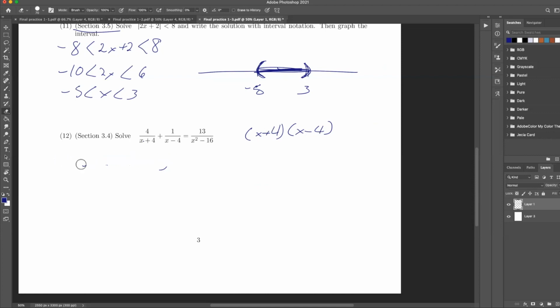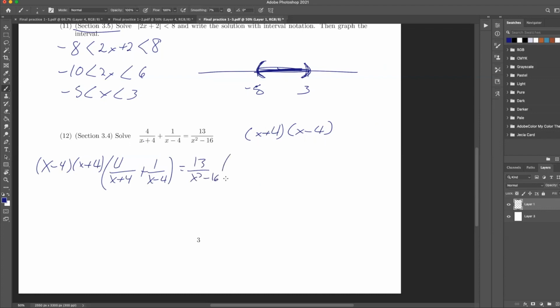So we're going to just multiply that to both sides. So here we're going to have x minus 4, x plus 4, multiplied by 4 over x plus 4, plus 1 over x minus 4 equals 13 over x squared minus 16 times x minus 4, x plus 4. Okay.